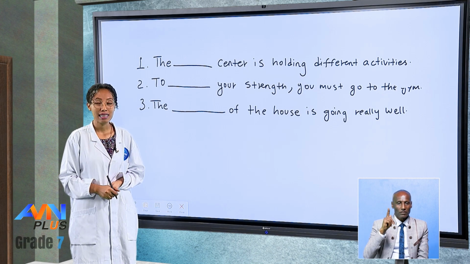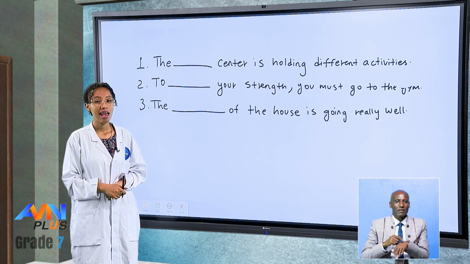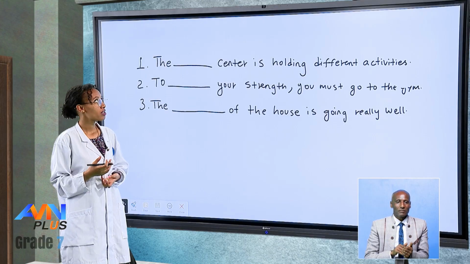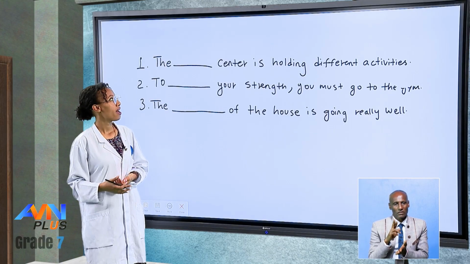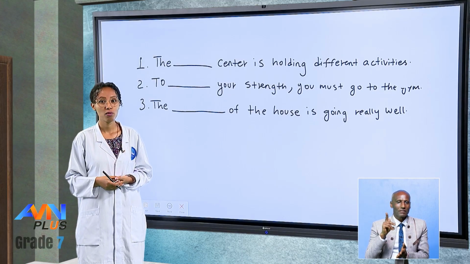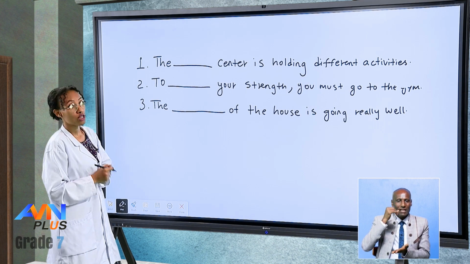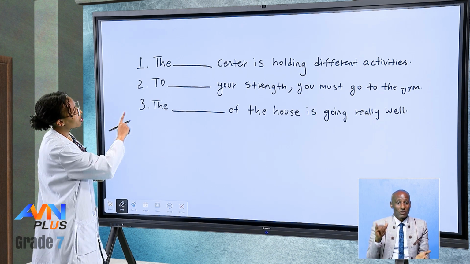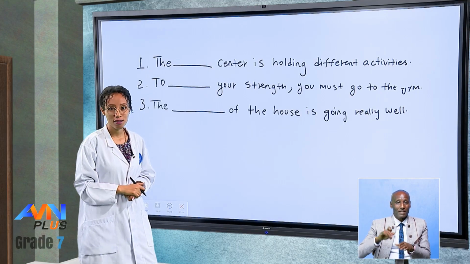Okay, I think that's enough time and I'm sure you have tried this again and you may have gotten everything correct and some not correct, but it is okay. That is the process of learning. We lose some and we achieve some. Okay, so let's do it together. The dash center is holding different activities.